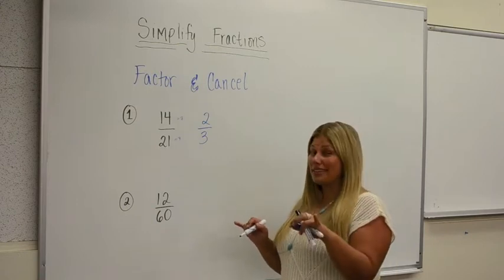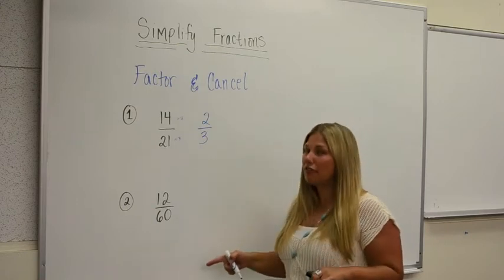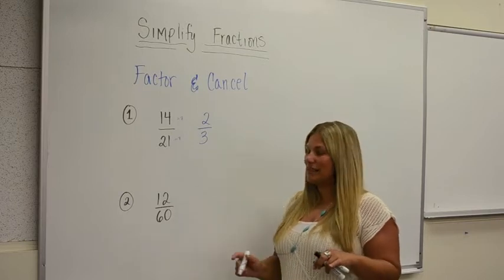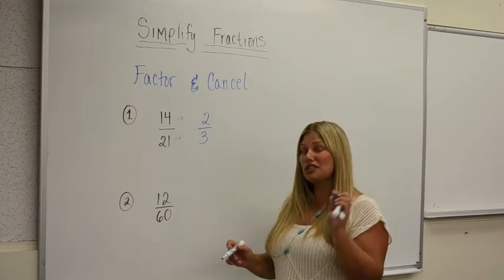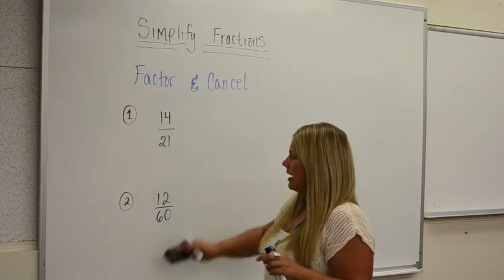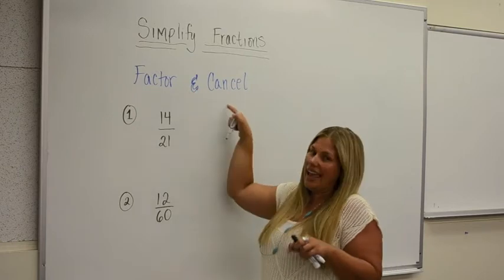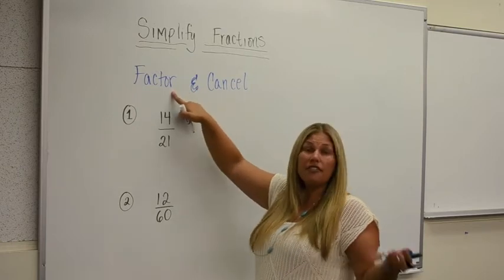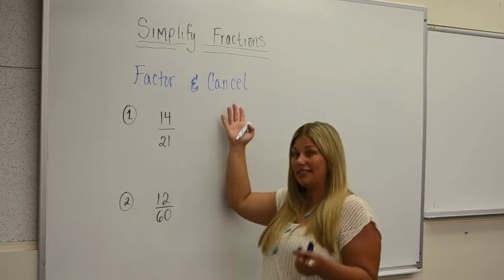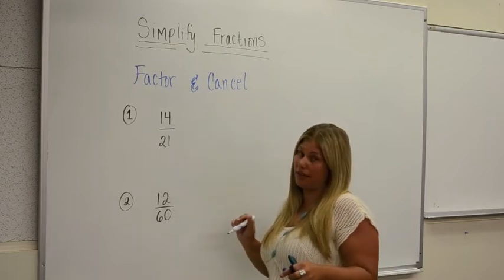The problem is when we get to more complicated fractions now as we're getting into algebra, that doesn't always get us the simplest form. So I'm going to show you just a different way that I'd like you to start using. And here's what I would do. Factor and cancel. Basically do a factor tree, factor it all the way down, and then cancel out to make sure it's all the way simplified.